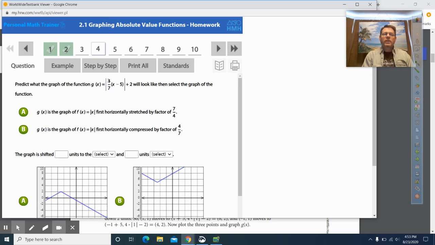So like this one here, it's rising 4 and running 7. So it's getting wider, right? Well, how do you do things this way to make them wider? Well, you're going to stretch it this way, right? So it'll be a horizontal stretch.